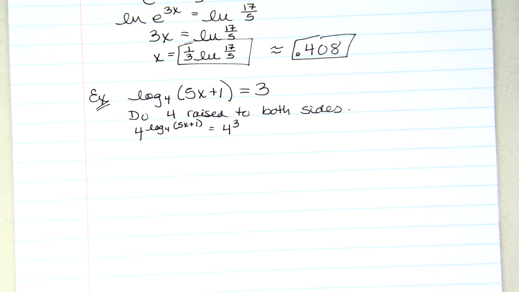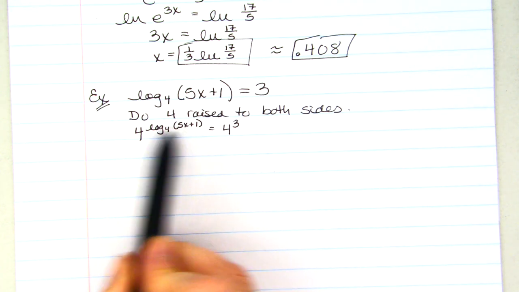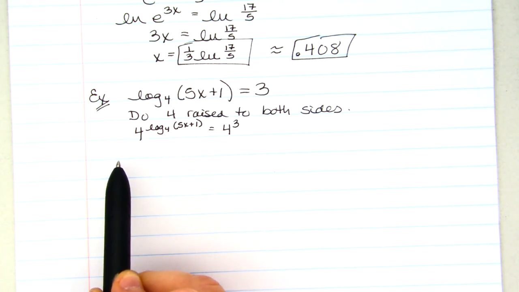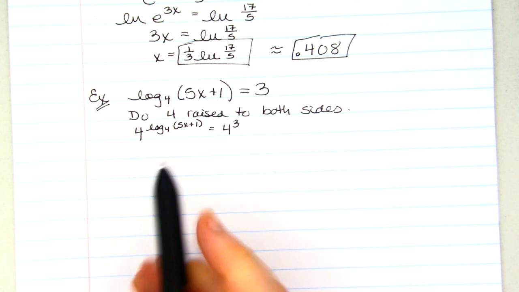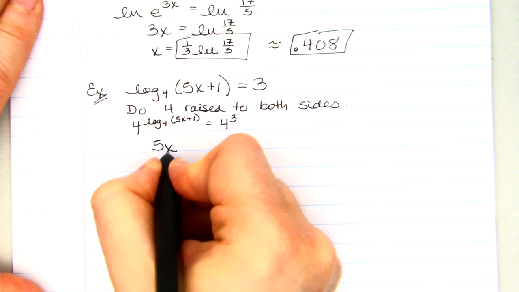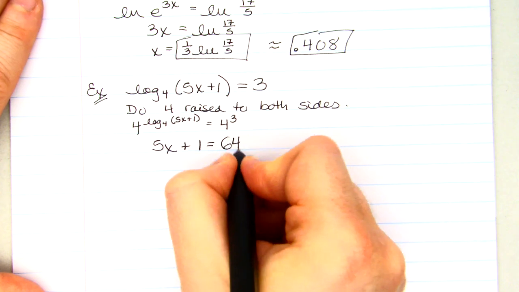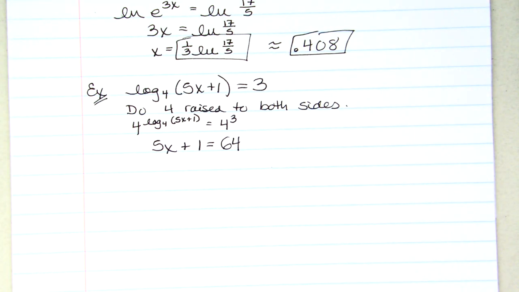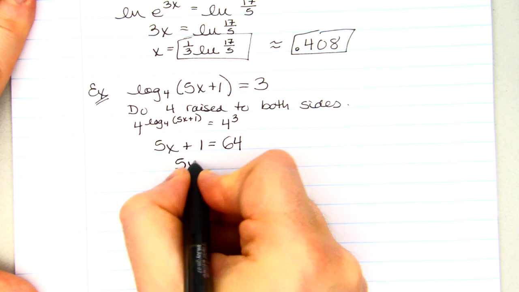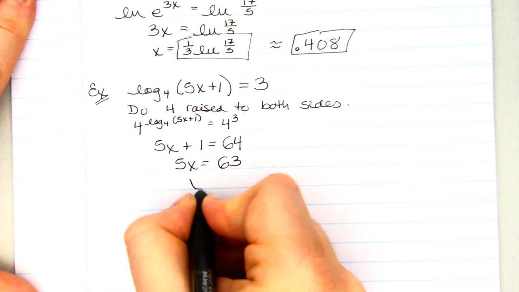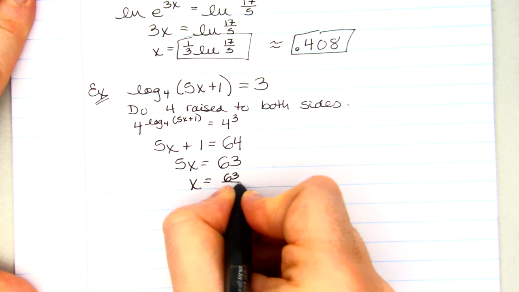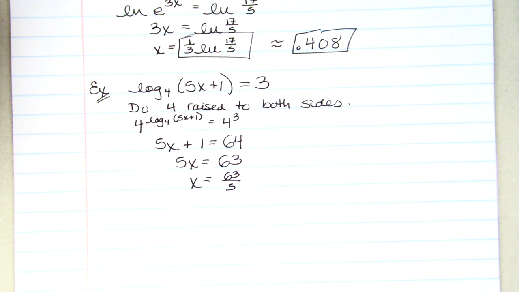By my other inverse property, what does the left become? That's the point. The 4 and the log base 4, they cancel each other out because they're inverses. That's how we defined them. I'm going to get 5x plus 1 equals, well, 4 to the third, that's not bad, 64. Take a moment, finish it. X here should be 63 over 5.